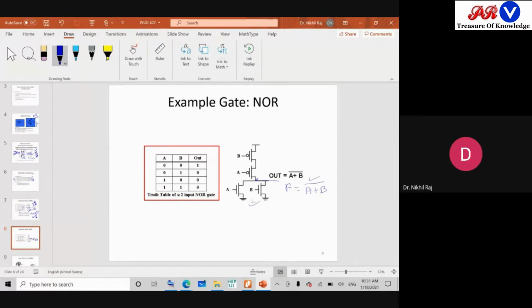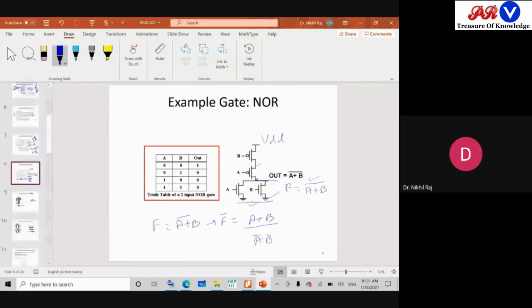In other way, if you have to realize A plus B complement, take the complement of F, which will give A plus B. Now once the plus comes, this means a parallel connection. And once a parallel connection is there, duality will give the series connection in the PMOS, with A and B in the dot form. This is your supply. So this is your two input NOR gate.